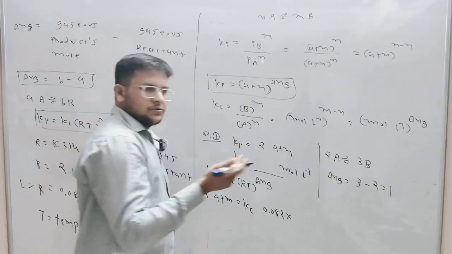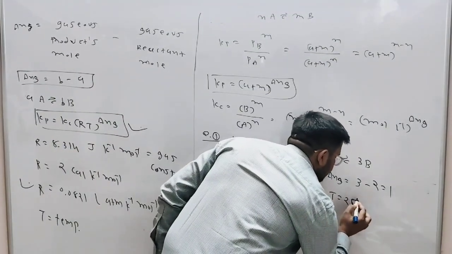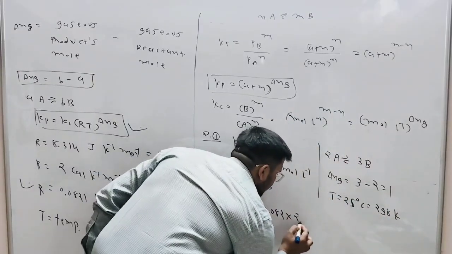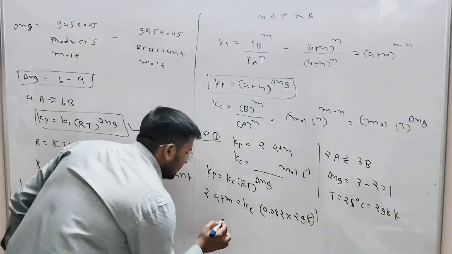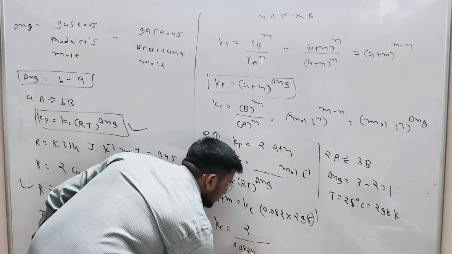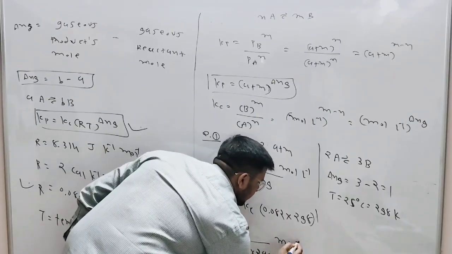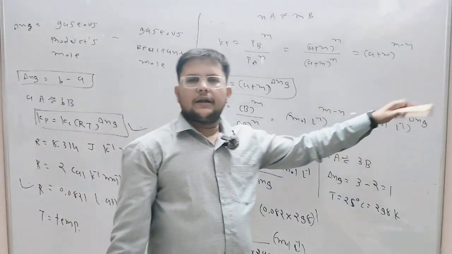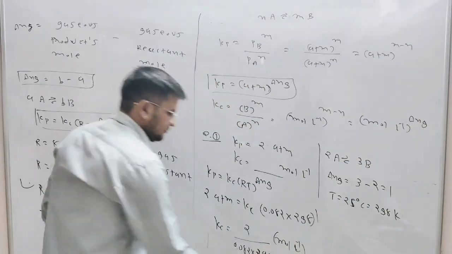Temperature is given, then it is okay. If not given, then you can take temperature as 25 degrees Celsius, which is 298 Kelvin, and delta Ng is 1. Then you can do this calculation: 2 divided by 0.082 into 298. This is Kc, in mole liter inverse. What is the unit of Kc? Mole liter inverse raised to delta Ng. What is delta Ng? 1. Then it will be this unit.